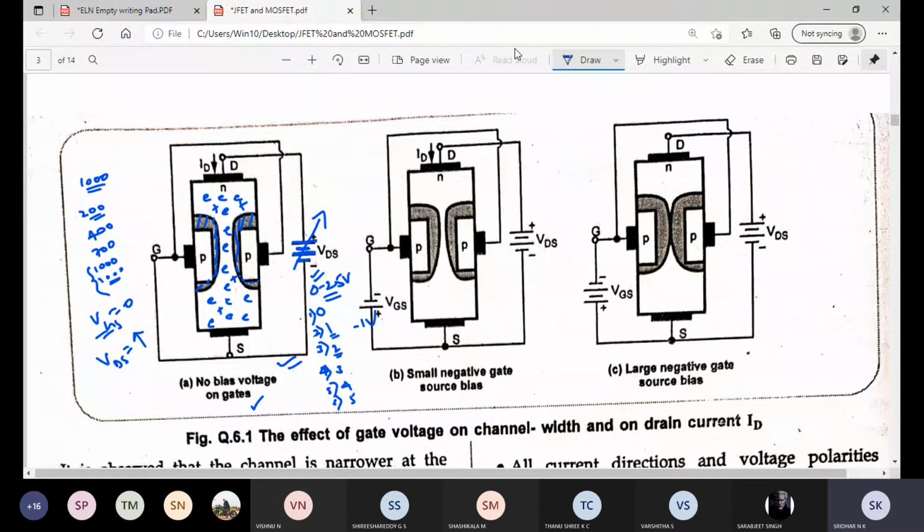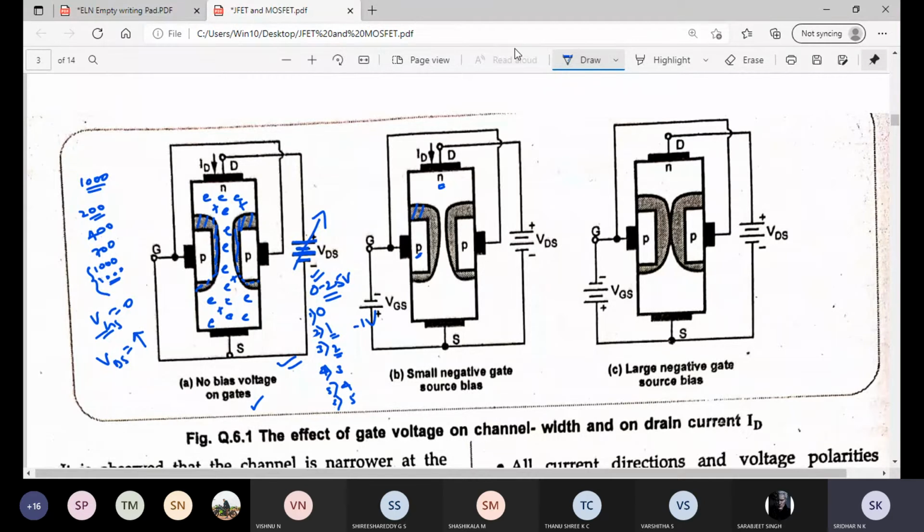This is what you have to do. VGS should always be reverse biased. Keep this in mind. Reverse biased means the P type is connected to the negative terminal of the battery and the N type semiconductor is connected to the positive terminal. That means this is reverse biased. Because of this reverse bias, what happens to the depletion layer between the P and N? It will increase.